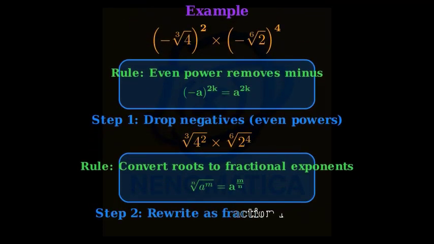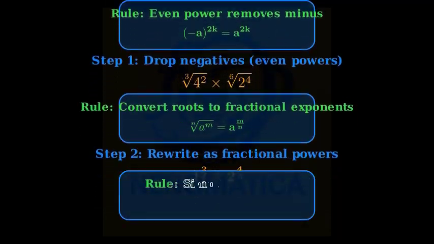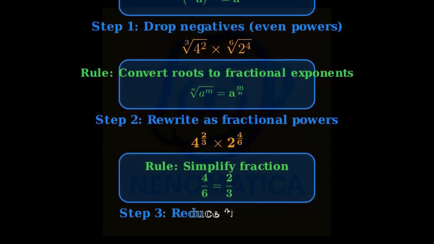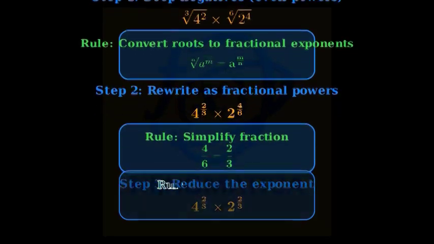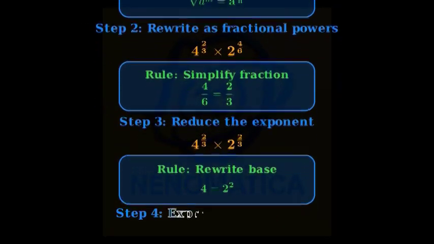Express 4 as 2 squared. Use the power of a power rule. Add the exponents because the base is 2. Finally, evaluate 2 squared to get the answer. Nicely done.